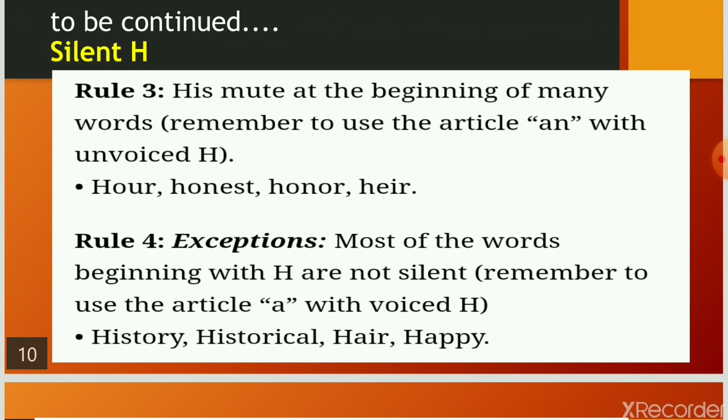Okay, now the rule for exceptions. Most of the words beginning with H are not silent. Remember to use the article a with the voiced H. Here, that is the word here: history, historical, hero, happy. There are some exceptions. It is not always possible to apply the same rule to all words, but there are rules about which letters are silent and which are not. We have to understand logically, smartly, and keenly.